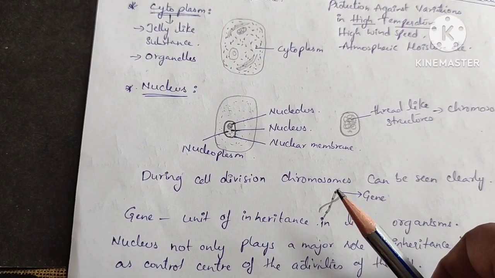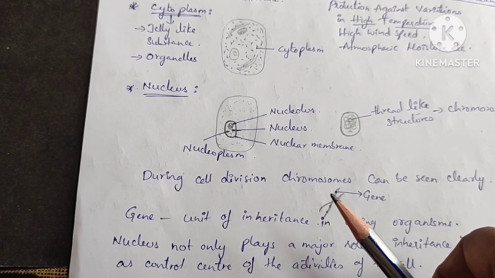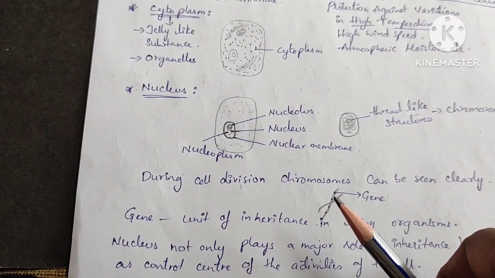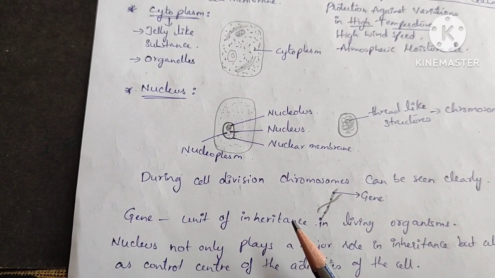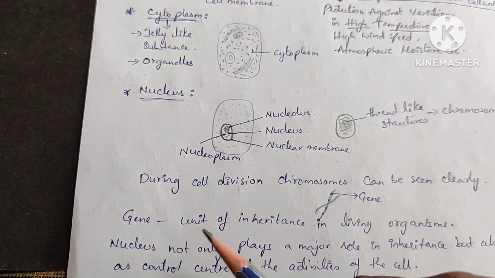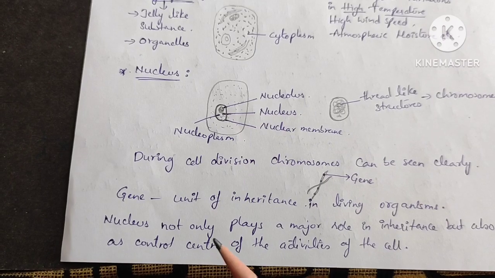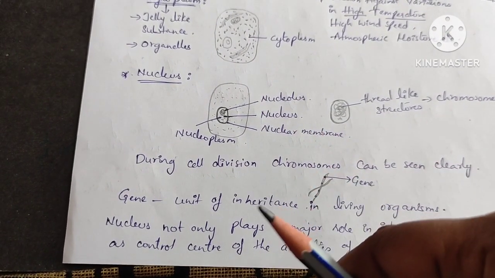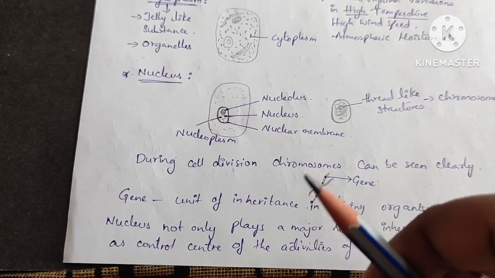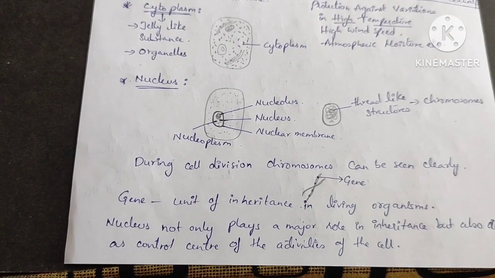Why? Because these genes carry characters from parents to offspring. That's why genes are called hereditary vehicles, and also the unit of inheritance. In living organisms, genes are called the unit of inheritance. Now, the nucleus not only plays a major role in inheritance, but also acts like a control room for all the activities of the cell.